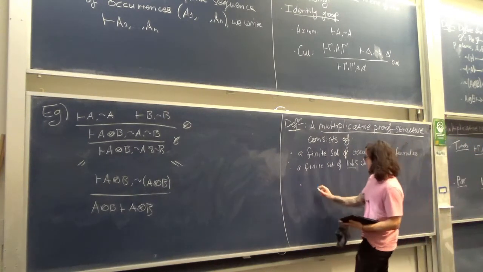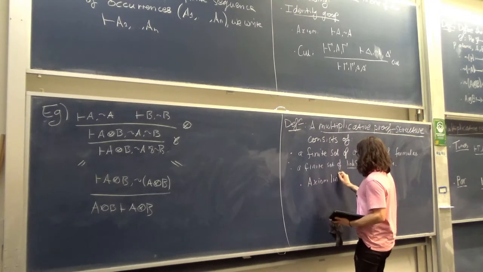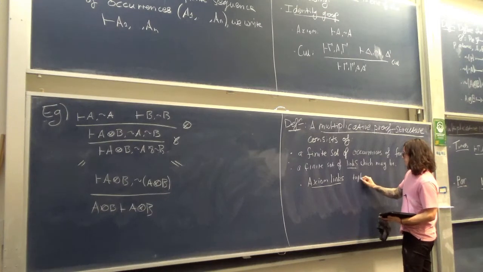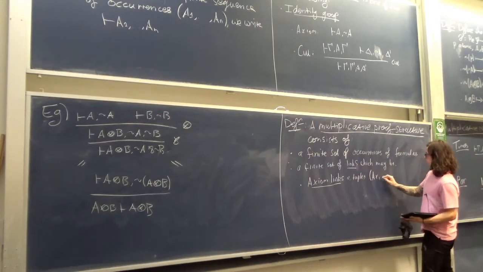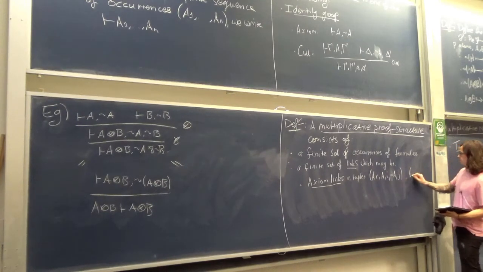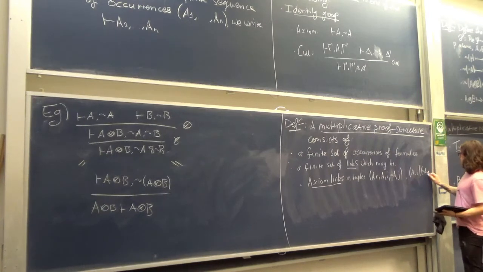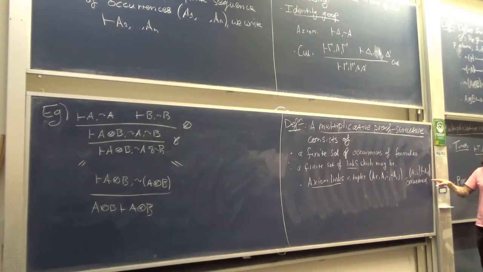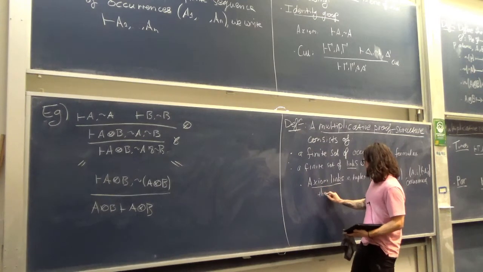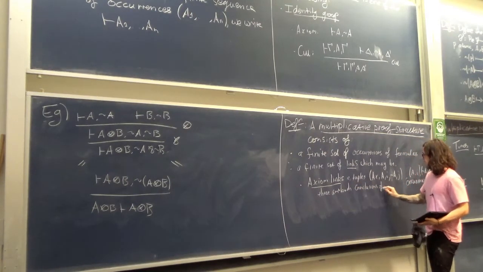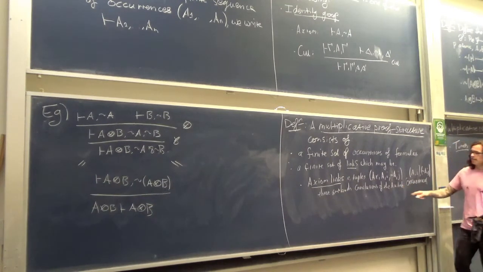So let's look at these links. We have axiom links, which are just tuples. An axiom link is just a pair of occurrences, but we require that one of them is A and the other one is not A, and these are both conclusions of the axiom link.